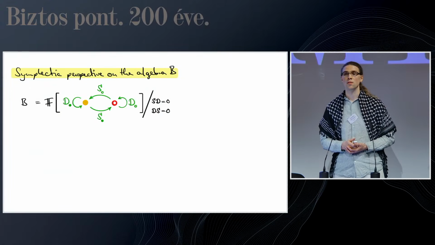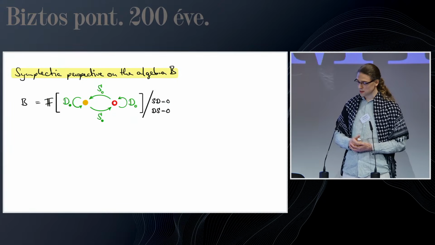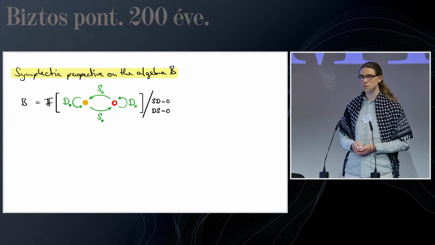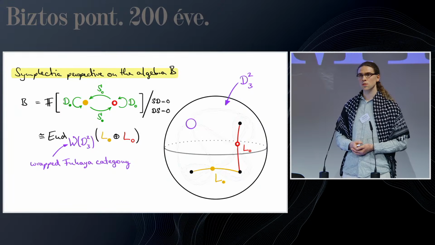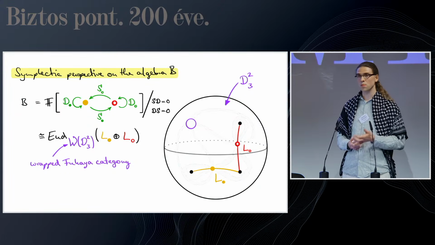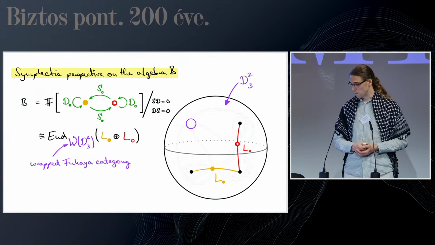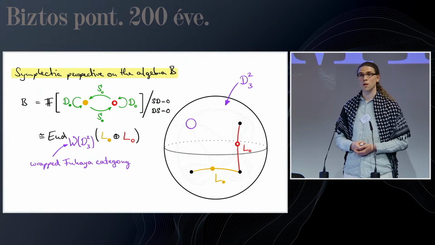Now, where does this fact from representation theory come from? Okay, so it comes from the symplectic perspective on this algebra B. So here's again this quiver that describes B as a path algebra modulo these relations. And it turns out that this is isomorphic to the endomorphism algebra of two objects, namely these two arcs in the four-punctured sphere, considered as objects in the wrapped Fukaya category of this four-punctured sphere.